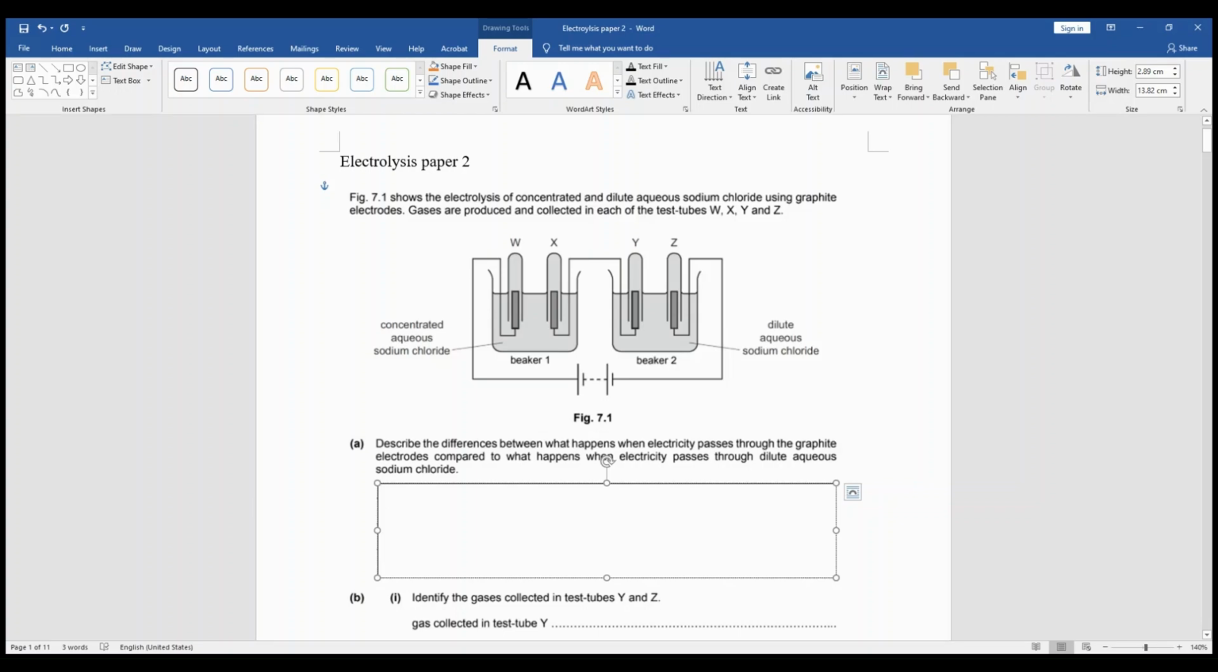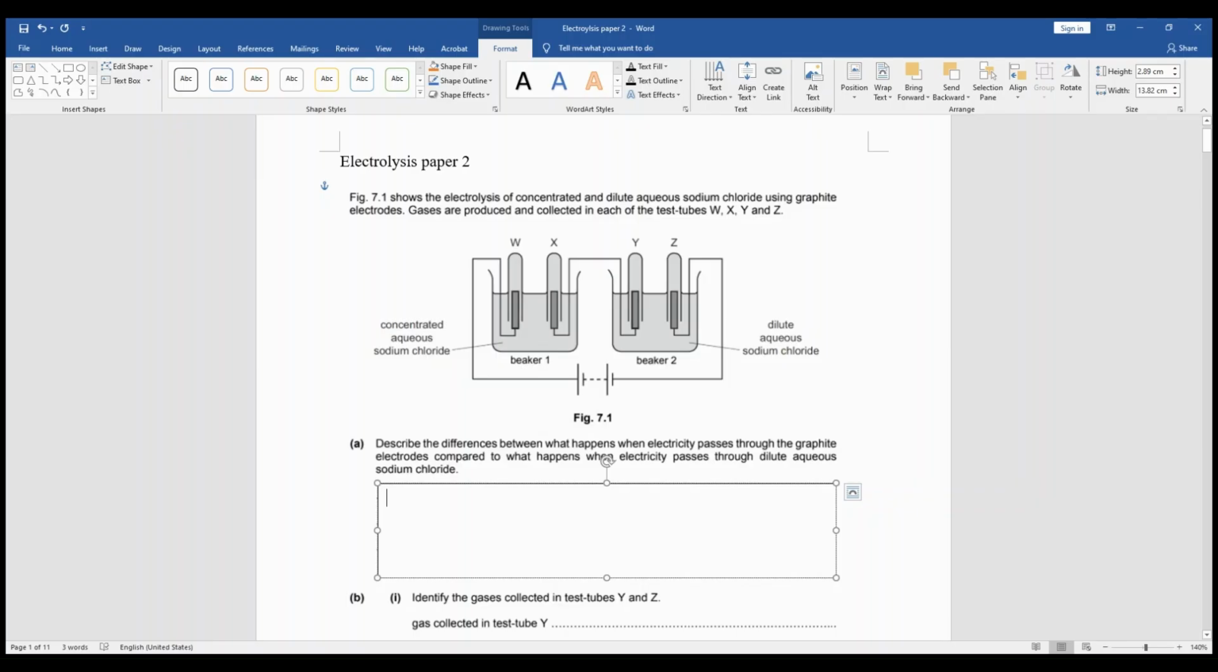Okay, figure 7.1 shows the electrolysis of concentrated and dilute aqueous sodium chloride using graphite. So graphite is an inert electrode. Take that in mind. Gases are produced. Now this is a bit special because there are two beakers, one of which is concentrated electrolyte, and the other one is dilute. So take that into mind.